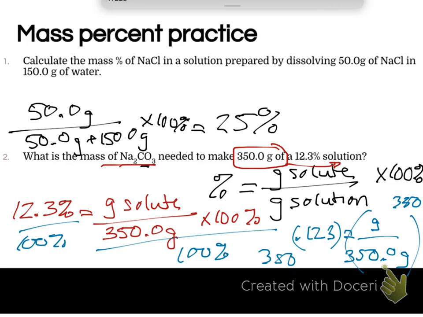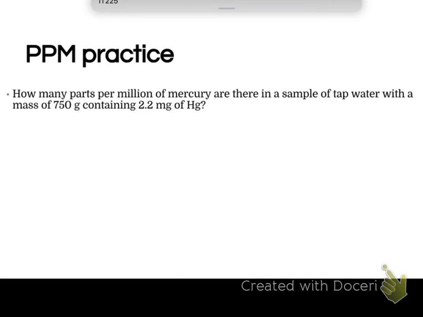Okay, and so when we put that in the calculator, we get 43.05 grams are needed to make this solution. Those are the two kinds of questions. We're either going to have to calculate the percentage, or we're going to have to use the percentage to find solute. That's pretty much it.